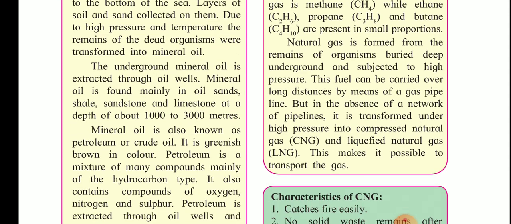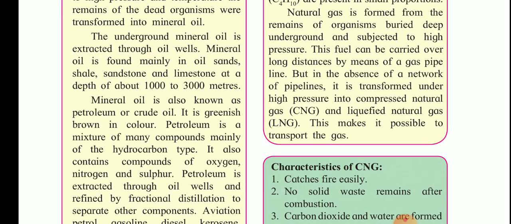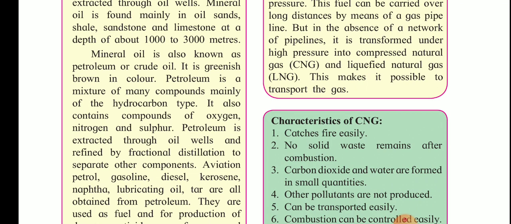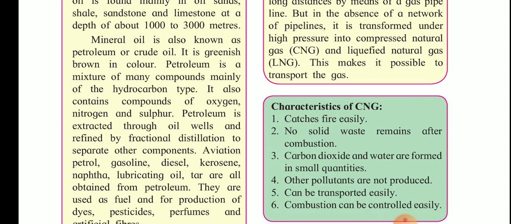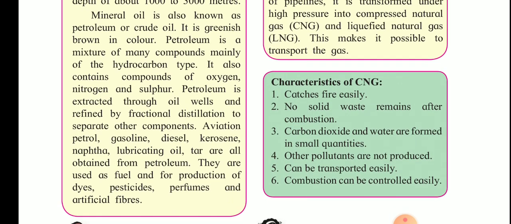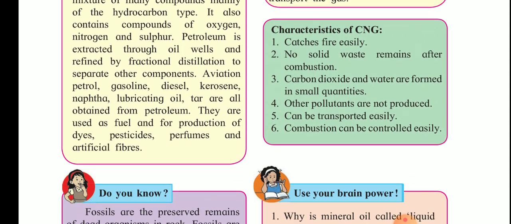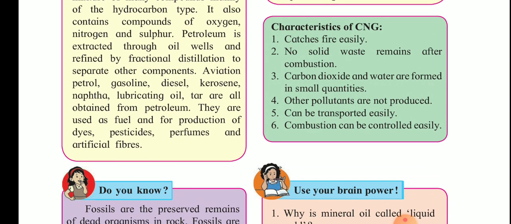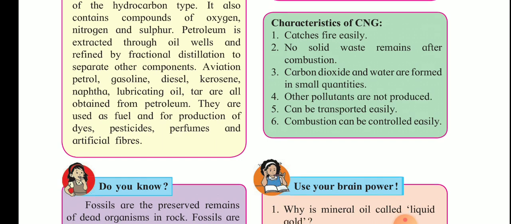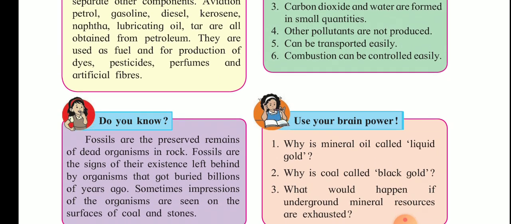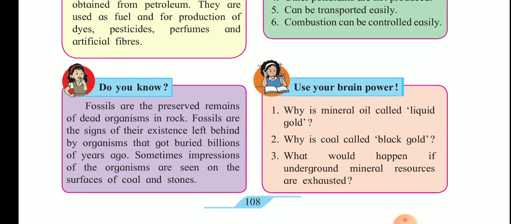This fuel can be carried over long distances by means of gas pipeline, but in the absence of the network of pipelines, it is transformed under high pressure into compressed natural gas and liquefied natural gas. So this makes it possible to transfer the gas. Now the characteristics of the compressed natural gas are: it catches fire easily, no solid waste remains after combustion, carbon dioxide and water are formed in small quantities, and other pollutants are not produced. It can be transported easily. Combustion can be controlled easily.